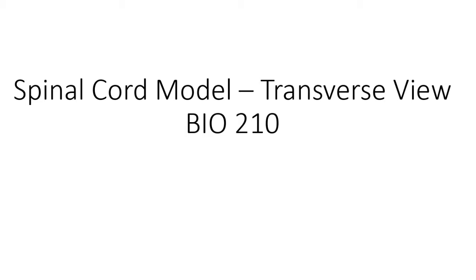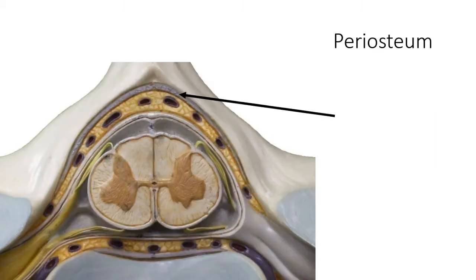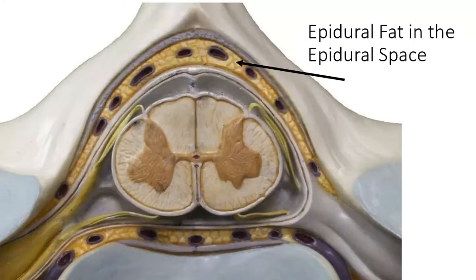I've got a couple different models here that I'm going to show you first. We're going to start from the outside and work our way in. This first picture here is pointing to the periosteum, and we all know that as the connective tissue covering of bone. It's that gray-like or dark blue region here. Now we're going from the outside in. You can see the periosteum, and then we'll go a little bit deeper and point to that yellowish tissue, which is our epidural fat in the epidural space.